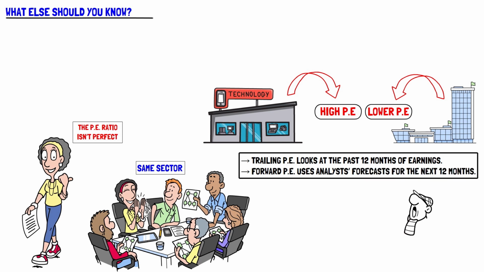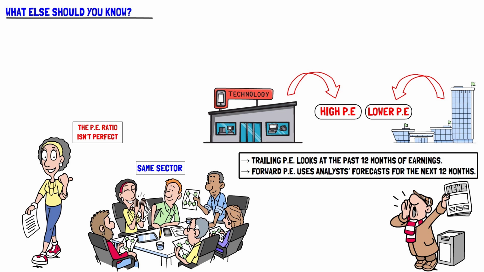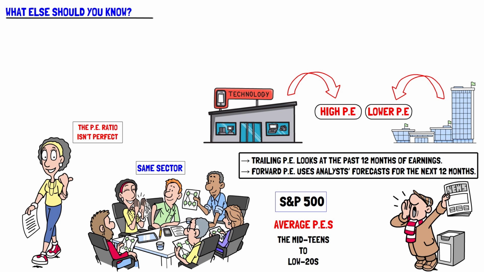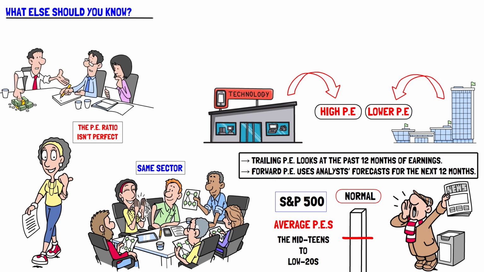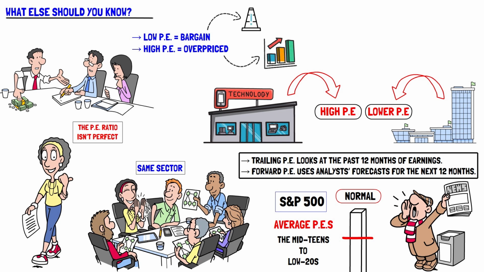It's also useful to know that historically, broad markets such as the S&P 500 have often had average PE in the mid-teens to low 20s. That gives a rough benchmark, but remember, normal can change over time. Importantly, the PE ratio can be misleading. Some people assume low PE equals bargain or high PE equals overpriced, but that isn't always true. A low PE might signal problems, while a high PE could reflect strong future potential.